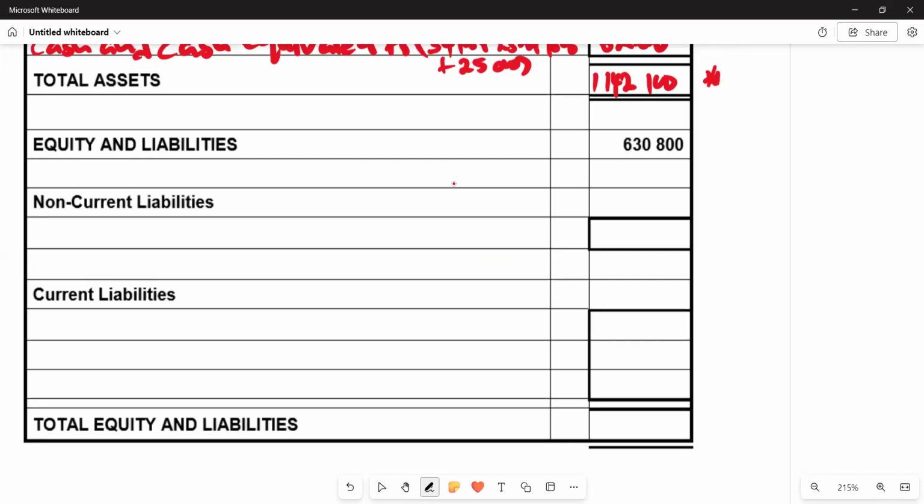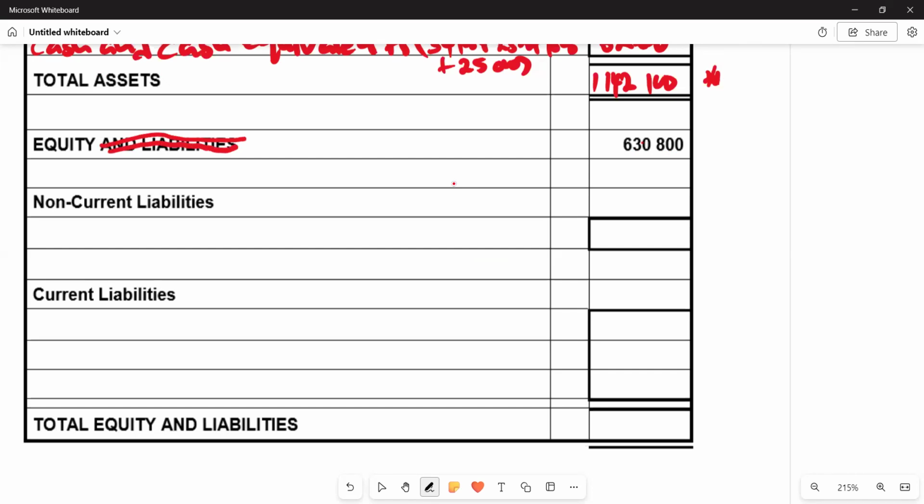630,800. So what it means is here we have got non-current liabilities, and then we have got current liabilities. So it means this figure that we have is for equity only. So we can just remove our liabilities here, which means this is a mistake.